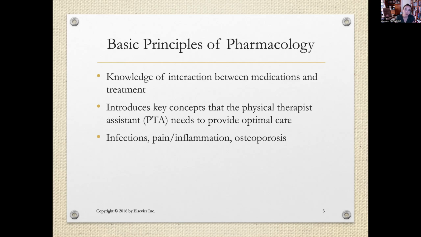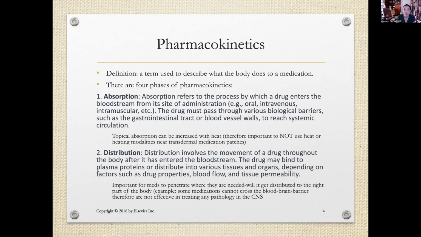And then we'll introduce key concepts that the PTA needs to provide for optimal care, and understanding of infections, pain, inflammation, and osteoporosis, and the medications regarding those diagnoses. So, quick definition, pharmacokinetics. This is a term used to describe what the body does to a medication. Okay, there are 4 phases of pharmacokinetics.